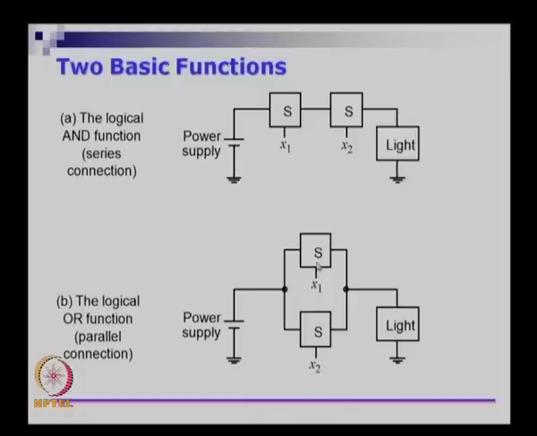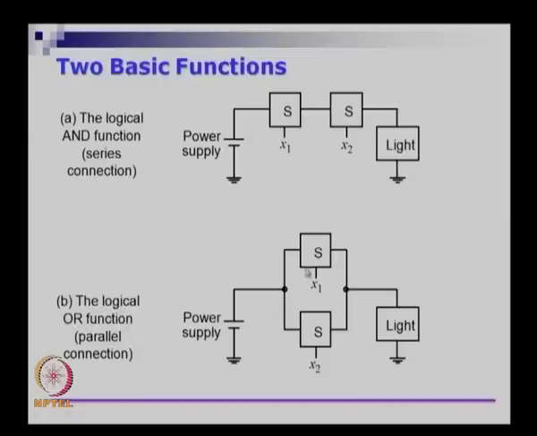However, if X1 is on, there will be a current through switch X1 to the light. If just X2 is on, then there will be a current through this. If both X1 and X2 are on, there will be current through both of them and the light will glow. So what we want is, in this setup, either X1 or X2 should be on for the light to turn on. This we will call the logical OR function.